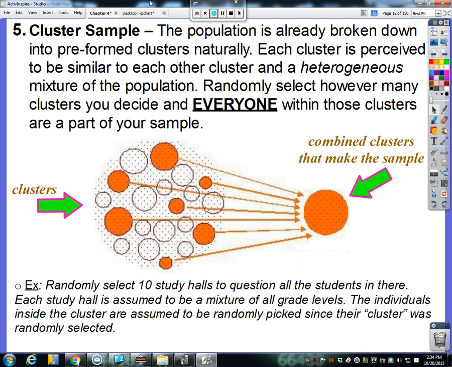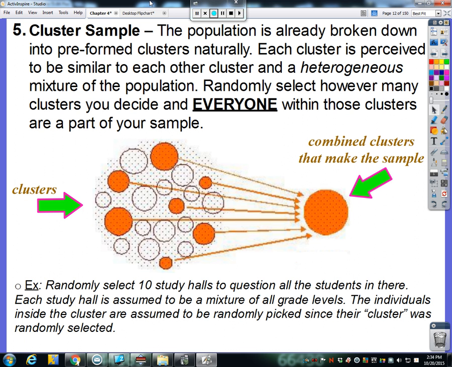Number 5, a cluster sample. Now a cluster sample feels really similar to a stratified sample, but there's a big difference. In a cluster sample, the population's already broken down into preformed clusters naturally. One way to think about this would be different classrooms in a school. This could be talking about city blocks in a city. We could be talking about counties in a state, or states in a country. But anything that's already kind of preformed.